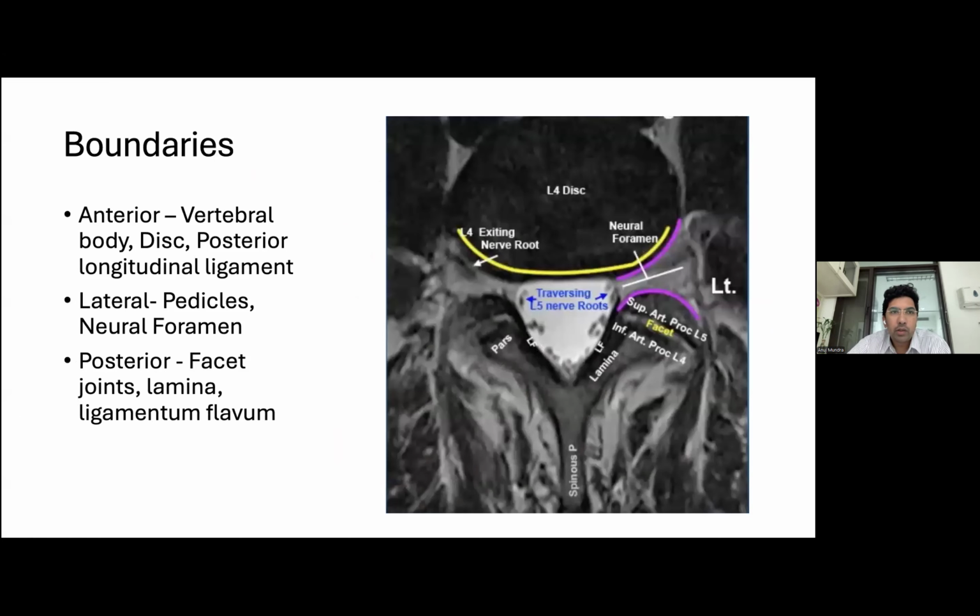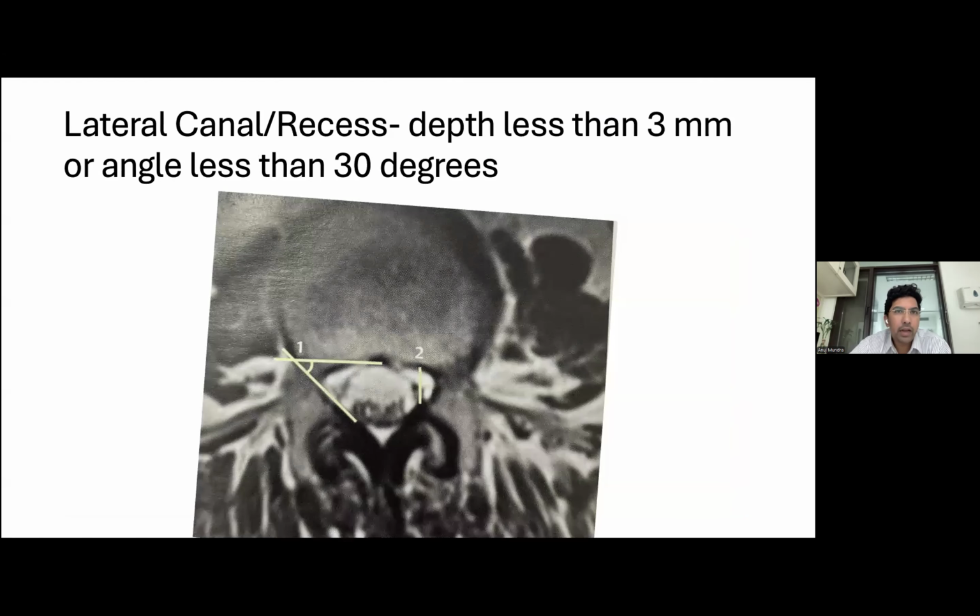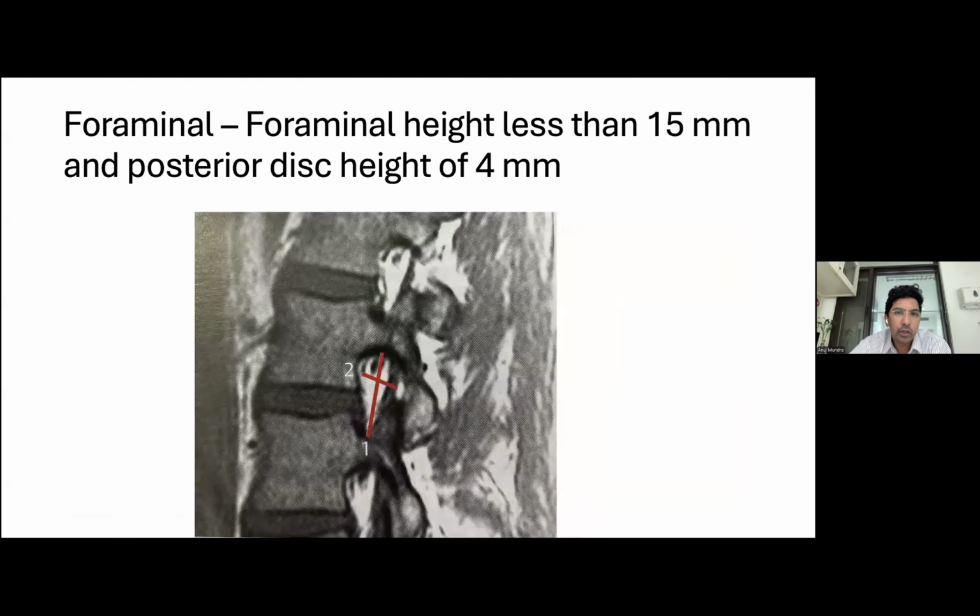The vertebral body: the canal's boundaries are anteriorly the vertebral body, disc, and posterior longitudinal ligament. Laterally, you have the pedicles and the neural foramen, depending on the sagittal level, and the facet joints, lamina, and ligamentum flavum at the back. So the compression can be either in the central canal, in the lateral canal or the lateral recess, or in the foraminal region only.